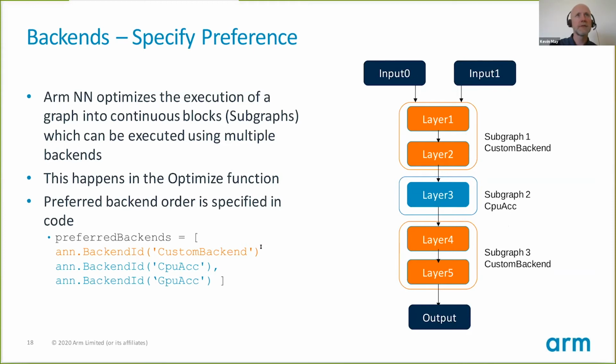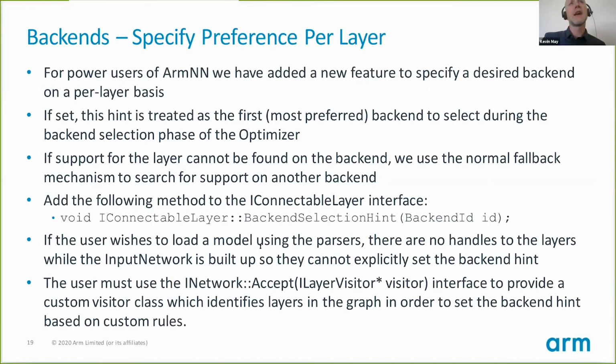Our new feature is for power users of Arm NN, and what it does is you can specify your preference per layer. So if you set this backend hint, it's treated as the first most preferred backend to select during the backend selection phase of the optimizer. If it doesn't find support for the layer, we use the normal fallback that you saw in the previous slide. And this is how you would do it. You add the following method to the IConnectableLayer interface.